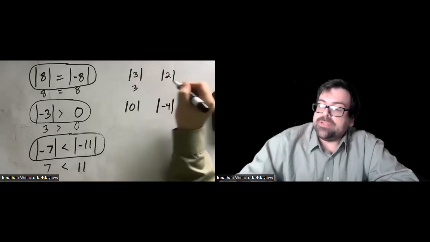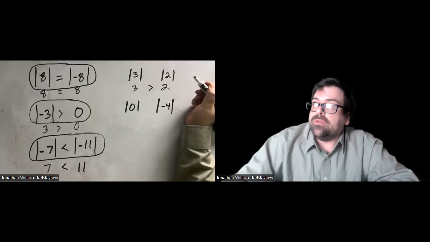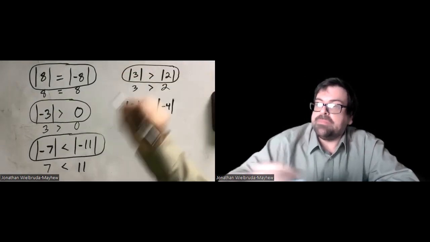Absolute value of 3 is 3. Absolute value of 2 is 2. 3 is greater than 2. So the absolute value of 3 is greater than the absolute value of 2.